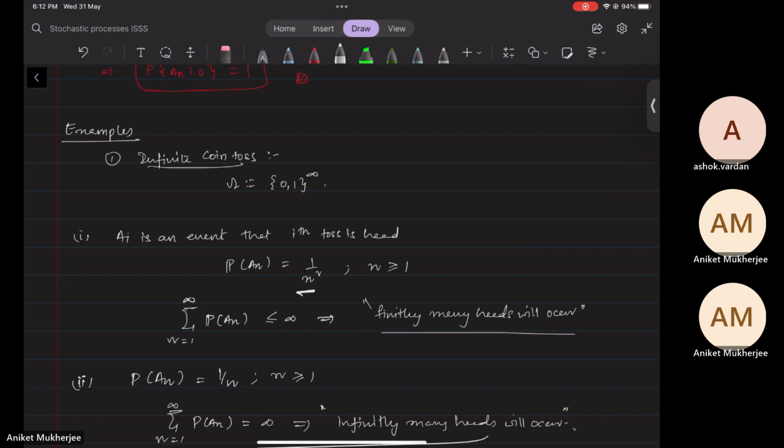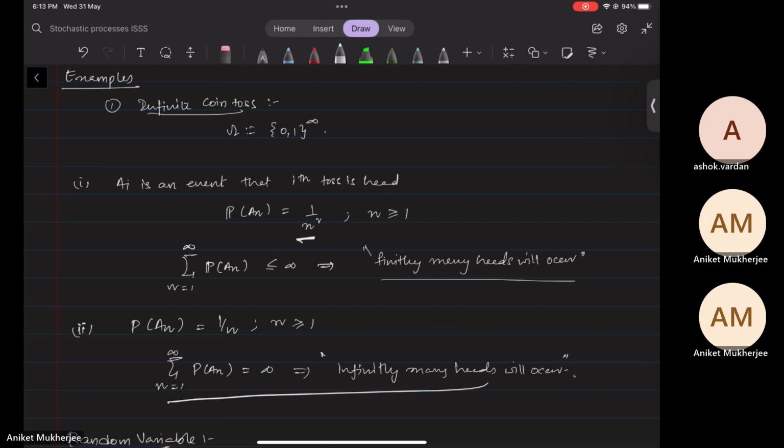So we know that the summation of 1 by n squared is less than infinity. It is pi squared by 6 or some such term. So what this means is that only finitely many heads will occur. Intuitively, it makes sense because the probability of a head occurring goes to zero as you increase the number of coin tosses. But the interesting part is, if the probability of A_n was 1 by n, then we know that the summation of 1 by n is equal to infinity.